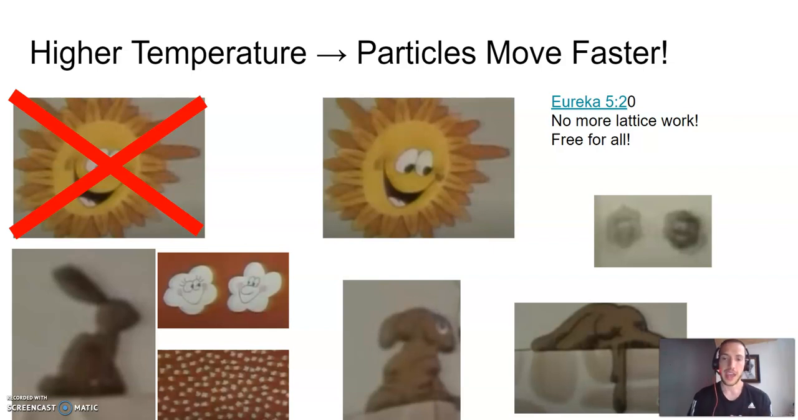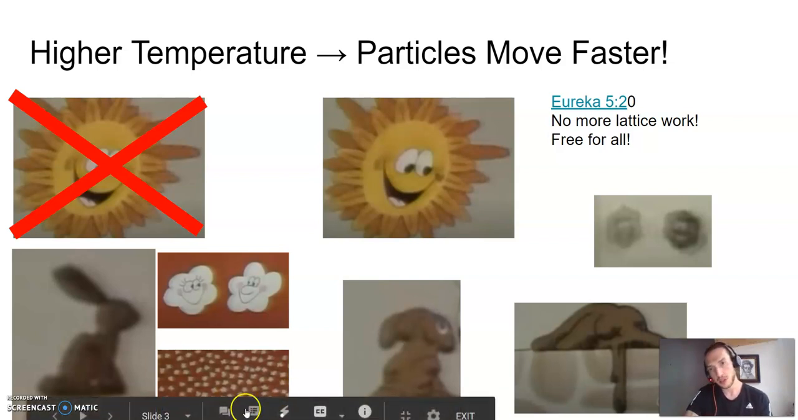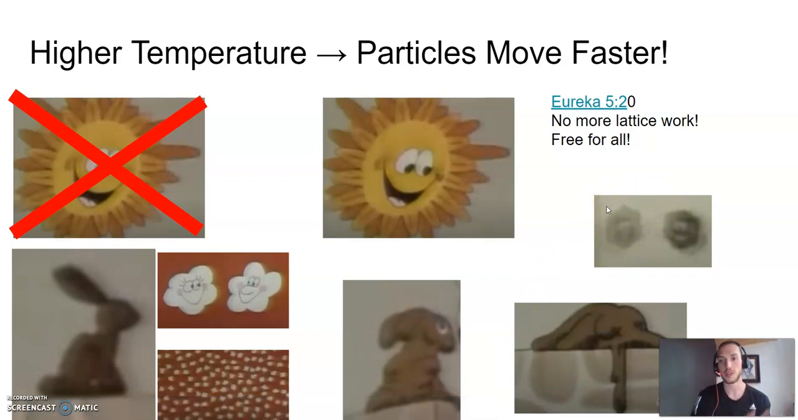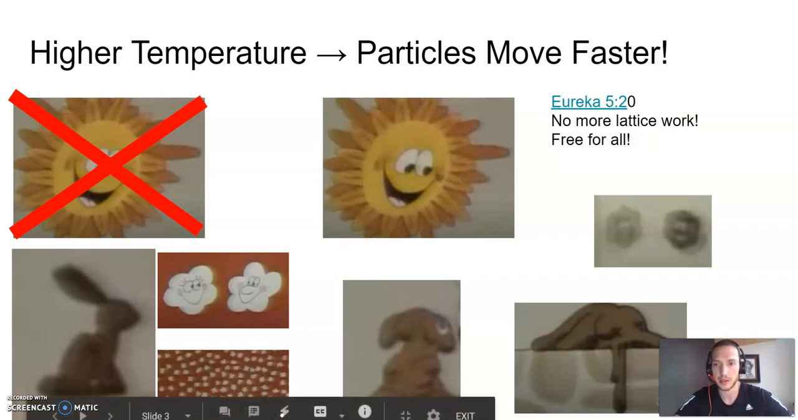Now, if we add sun, and this is what I am showing you here on the right side of this slide, what happens to the rabbit? The rabbit starts to melt. The chocolate rabbit starts to lose its shape. If you look over here on the right, the particles are a little blurry because they're moving a lot quicker than they were in the solid. I'm going to show you a clip of the video right now to better represent that.